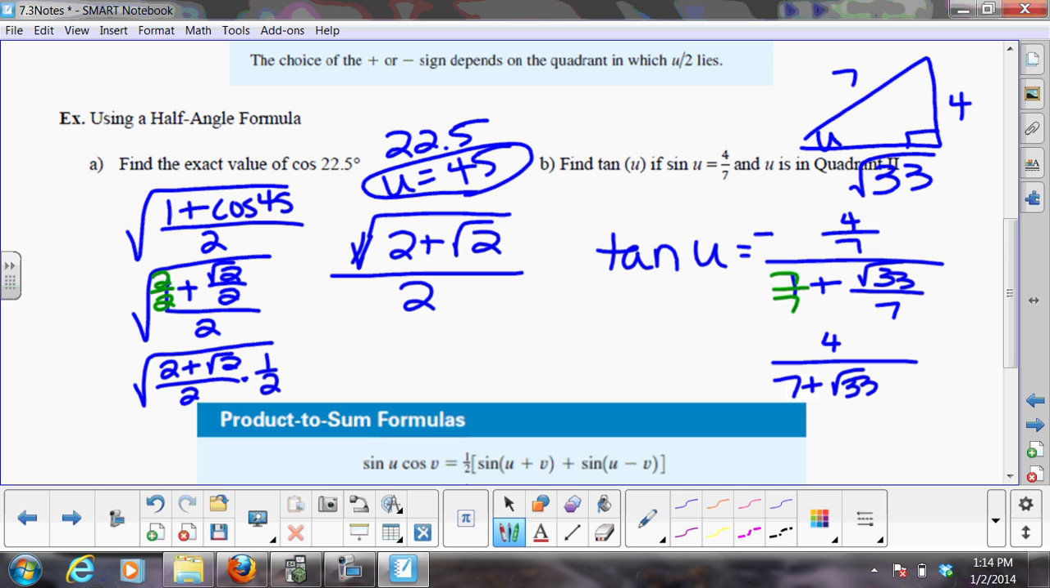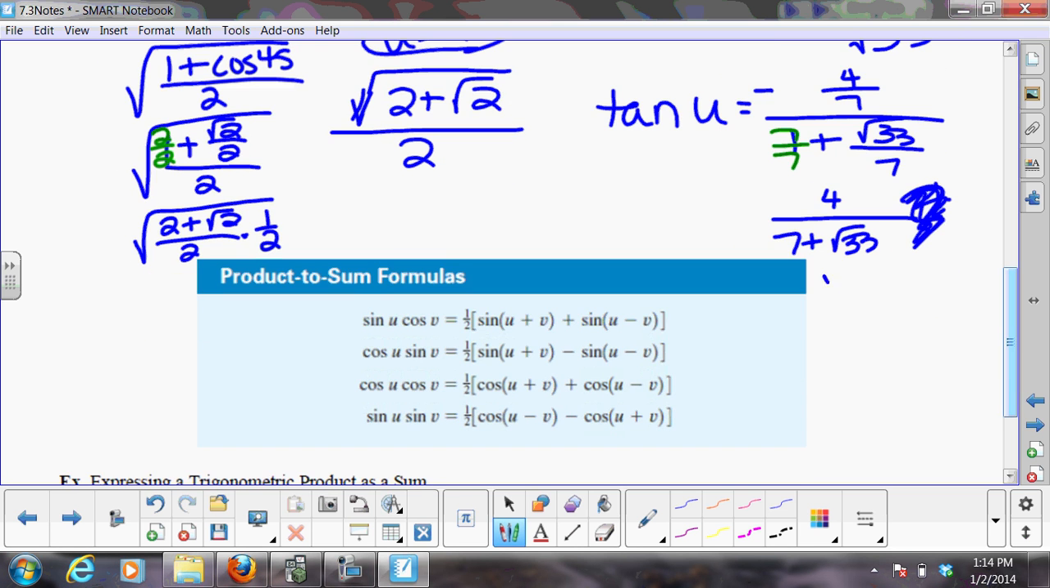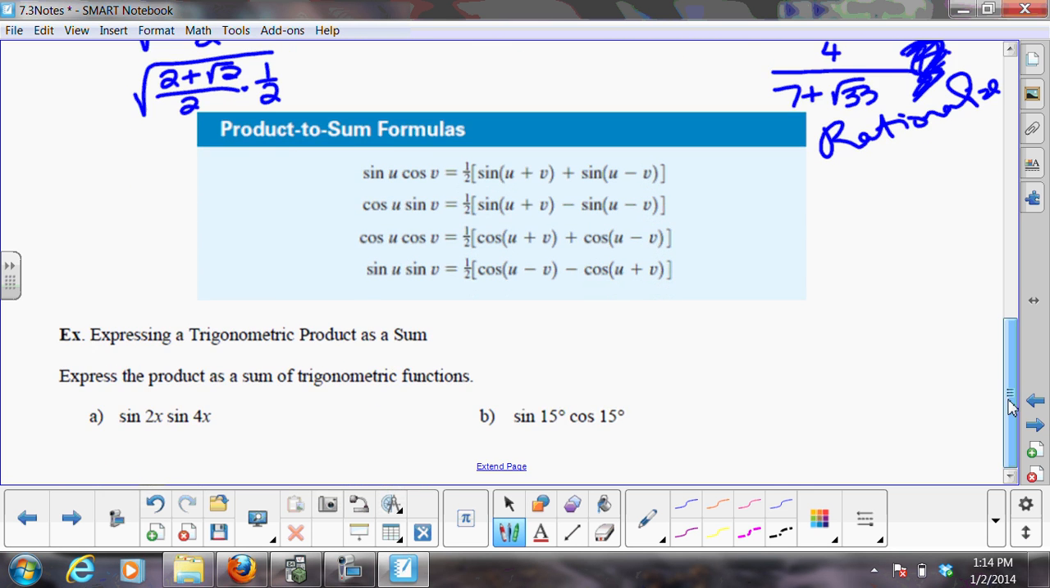Well, we can't do that, so we need to multiply by 7. I have to hurry up because the bell's going to ring. So fix this so it's not a square root in the bottom. Rationalize the denominator. Don't leave it. But I'm going to skip on to save time.